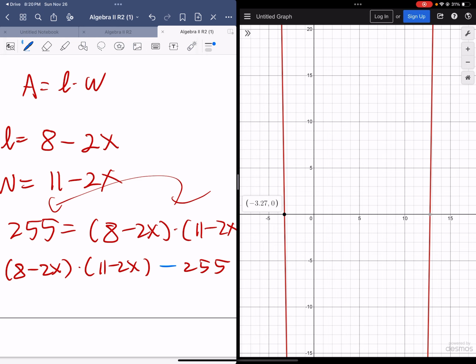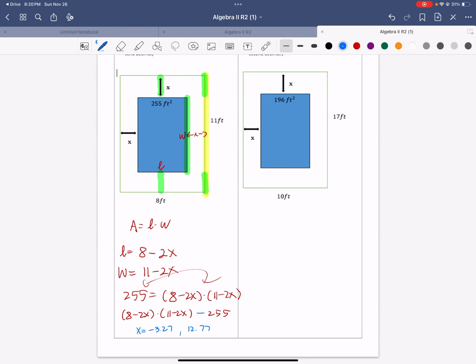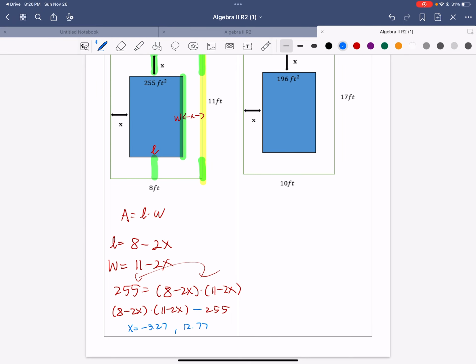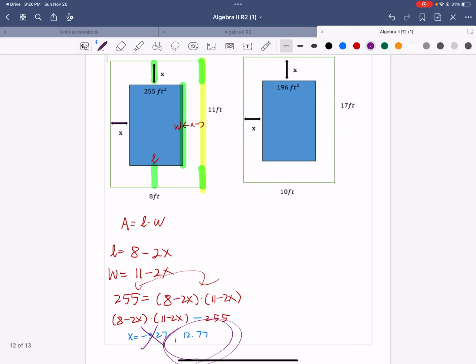So x is equal to negative 3.27 or 12.77. Well, actually the number does not really make sense in this case, but just pretend like it does. Here, you cannot really have a negative length, so this cannot be the answer. So the answer is going to be 12.77. But on the test, that's not going to actually make sense either, because do you see here to here? This one should be less than 8. There's no way that this one is going to be 12.77.